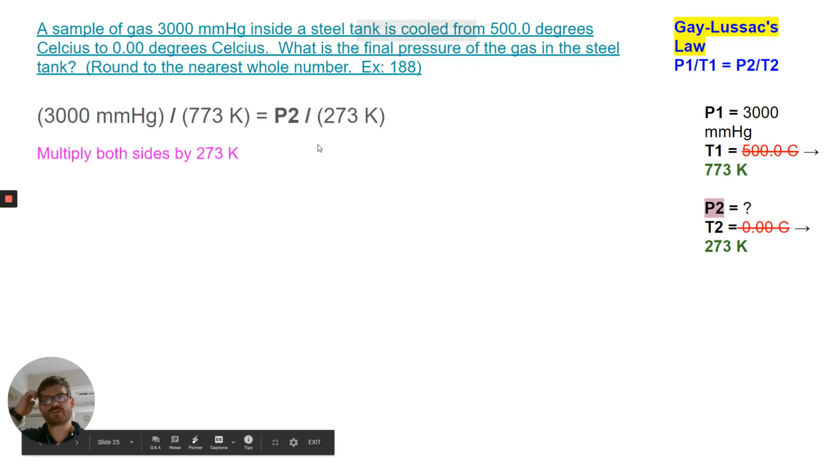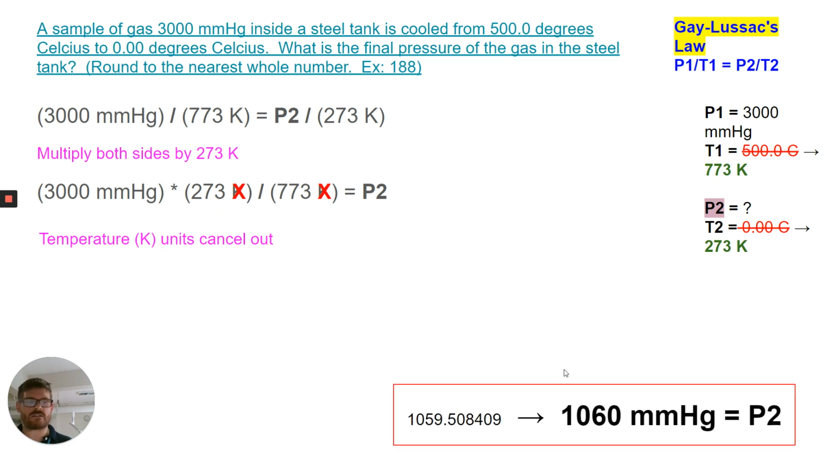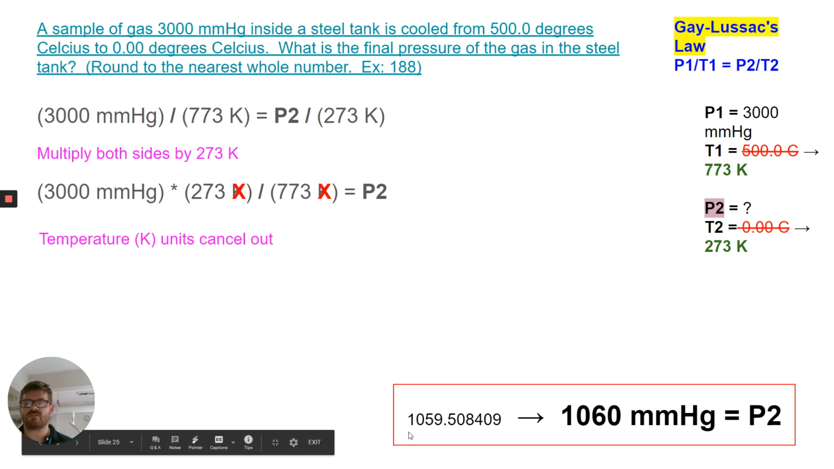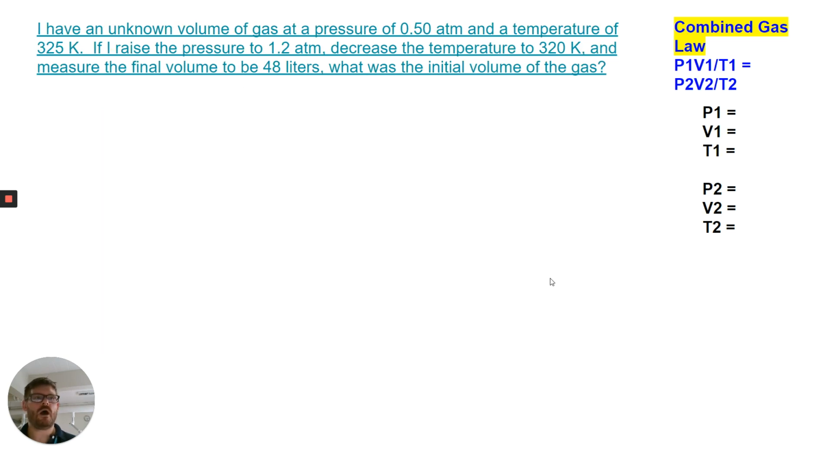Okay, so now multiply both sides by 273, and that's going to get P2 all by itself, which is what we want. And as we go through here, look, our temperature is going to cancel out, leaving us only in pressure. So we can now just put these numbers into our calculator. 3,000 times 273 divided by 773 is going to get us our answer in millimeters of mercury. So we get this long decimal. Please round to the nearest whole number. There you go.